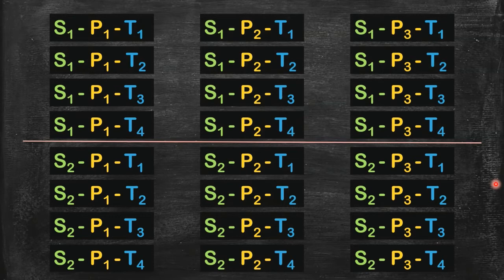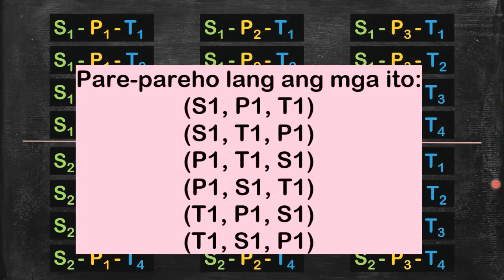Puro T1 muna. T-shirt 1. Tapos, edi, T1. Tapos, ipapartner sa pants. And then, shoes. Ganun. So, depende yon. Hindi naman nagmamatter kung sino yung uunahin ninyo. Kung shirt 1, pants 1, shoes 1, pareho lang yun kung shoes 1, t-shirt 1, pants 1. Pareho lang din yung sa pants 1, shoes 1, t-shirt 1. Pare-pareho lang yung magiging itsura ng suot ninyo.